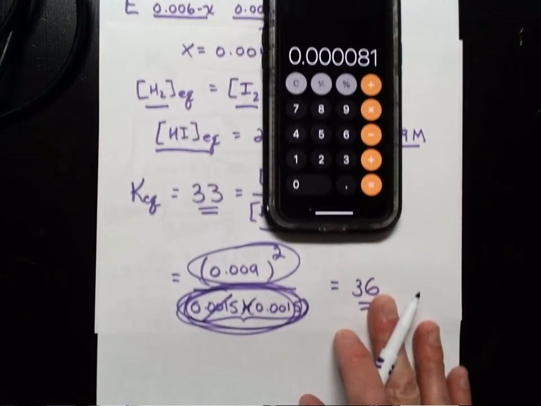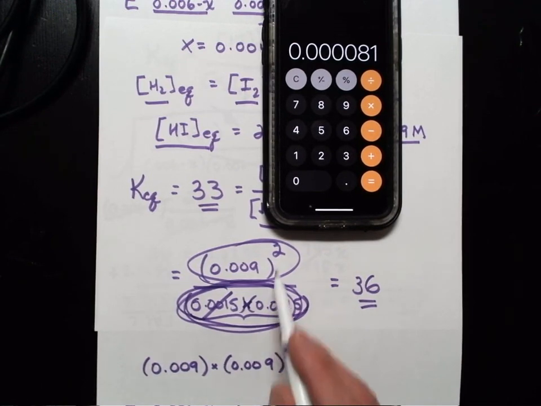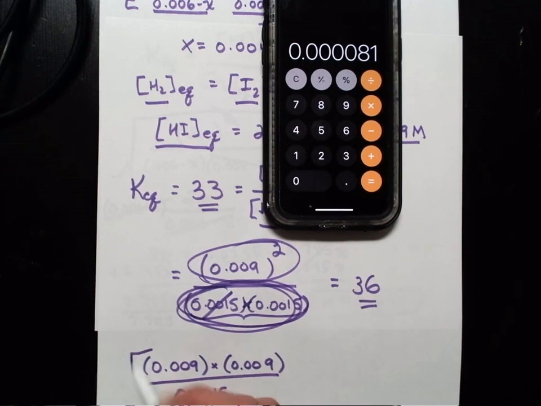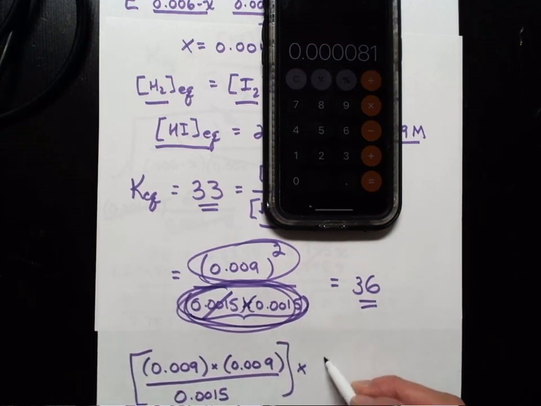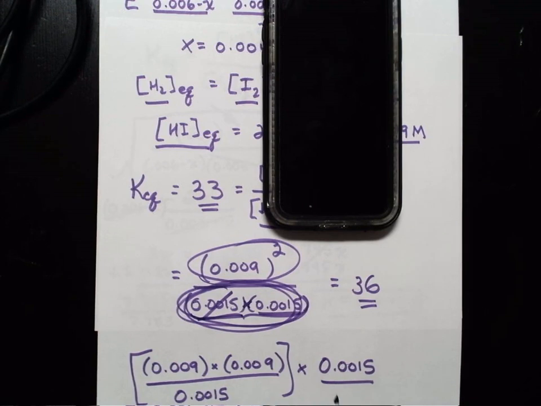I'm going to write out here what the calculator saw me do. It saw me do this. 0.009 times 0.009 divided by 0.0015, and then it took this answer, because I said times 0.0015. Be careful you don't do that. I need to make sure I divide by everything on the denominator, and you need to make sure that you communicate to your calculator correctly what it is that you want the calculator to do. And all calculators are programmed to work in a particular way. You've got to make sure that you understand how your calculator works.